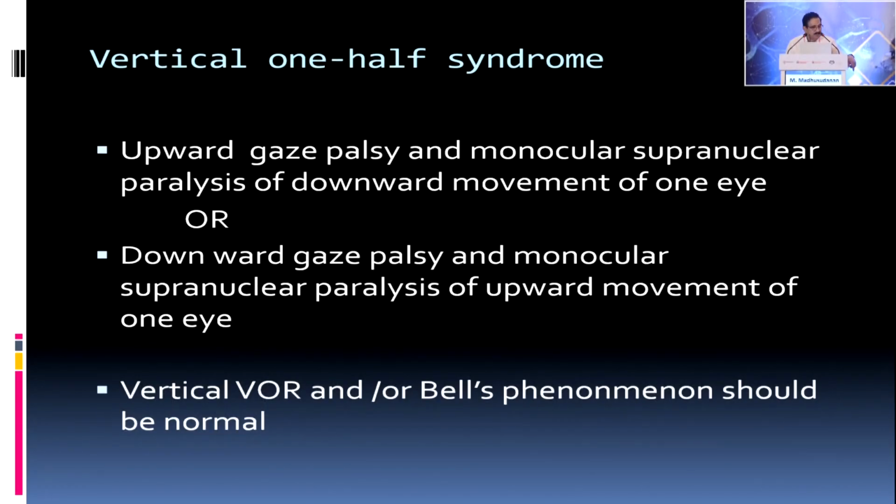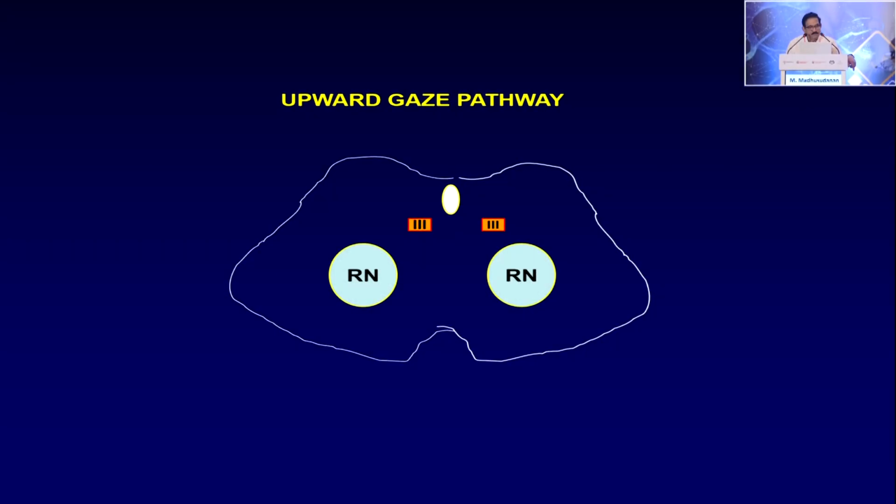But remember that to call a 1.5 syndrome of any kind, you should be sure that it is not due to infranuclear paralysis, by showing that the vertical VOR or Bell's phenomenon is normal. There is a set of lesions here that will produce upward gaze palsy.